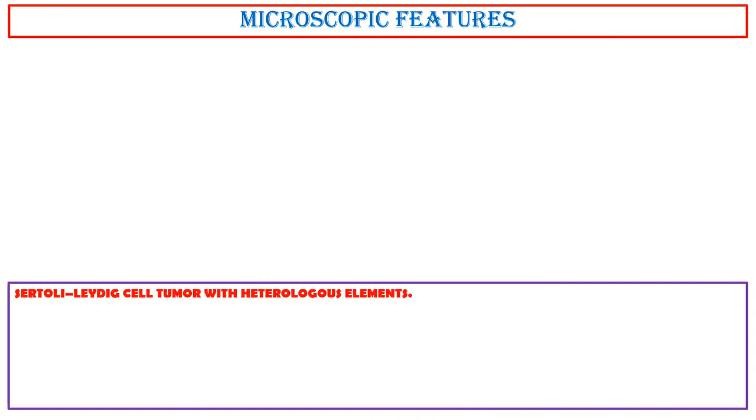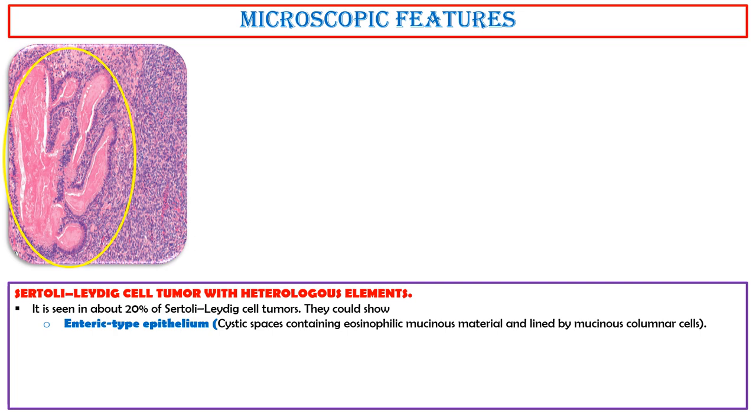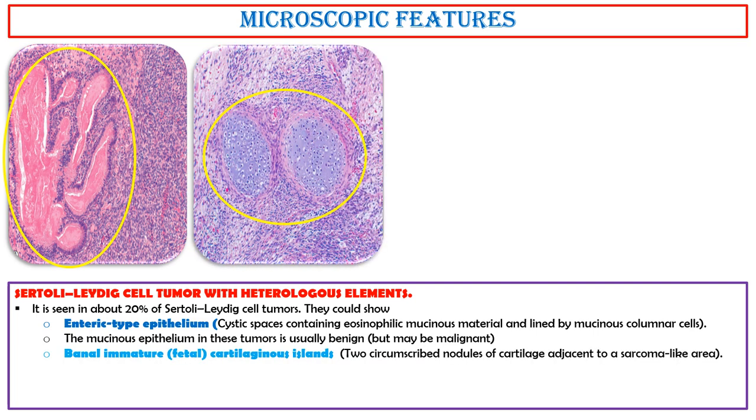Sertoli Leydig cell tumor with heterologous elements. It is seen in about 20% of Sertoli Leydig cell tumors. They could show enteric type epithelium, cystic spaces containing eosinophilic mucinous material and lined by mucinous columnar cells. The mucinous epithelium in these tumors is usually benign but may be malignant. Immature fetal cartilaginous islands. In this photo, we see two circumscribed nodules of cartilage adjacent to a sarcoma-like area.